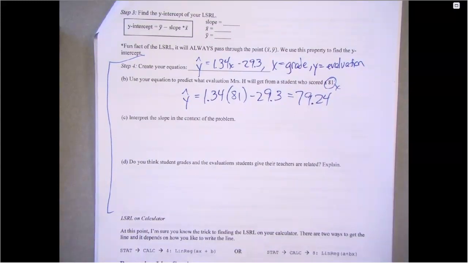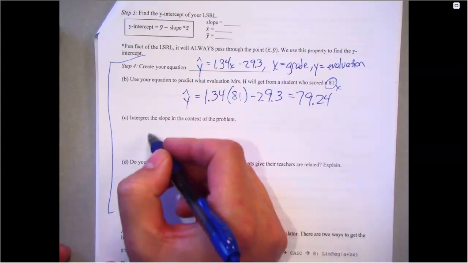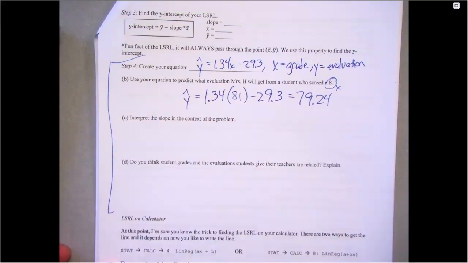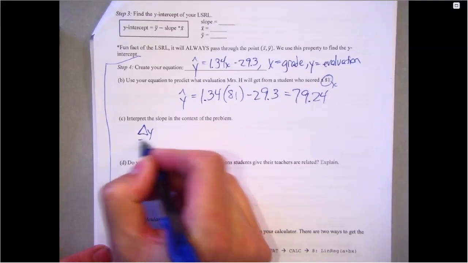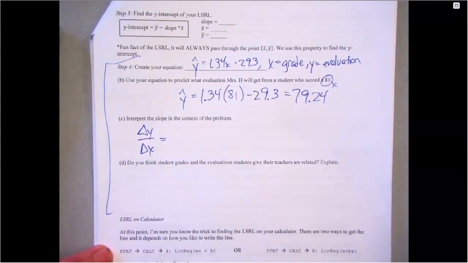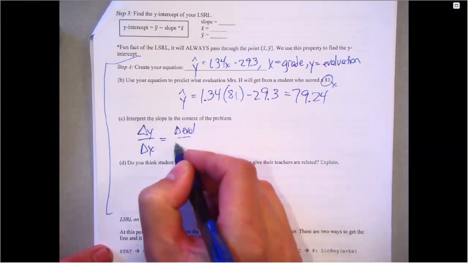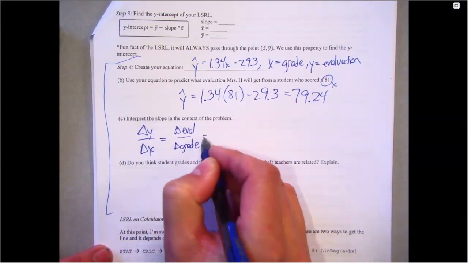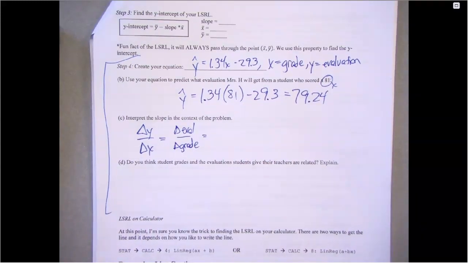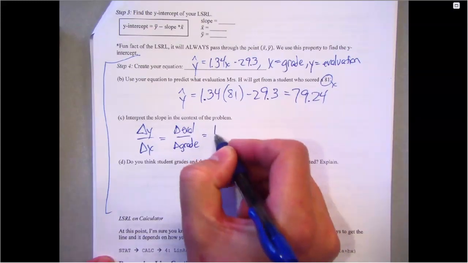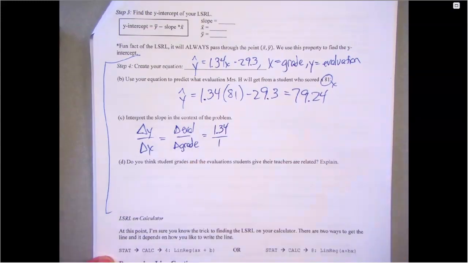Interpret the slope. This causes a lot of issues almost every year. It really helps to slow down and go through step by step what's happening. So slope is change in y over change in x. Well, in this problem, that's the change in the evaluation divided by the change in the grade. And then our slope is what? 1.34. And we want that to be a fraction, so I just throw 1 on the bottom.